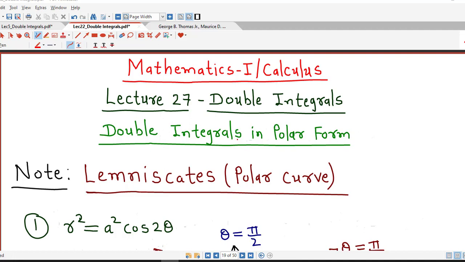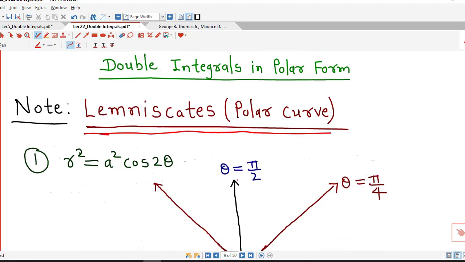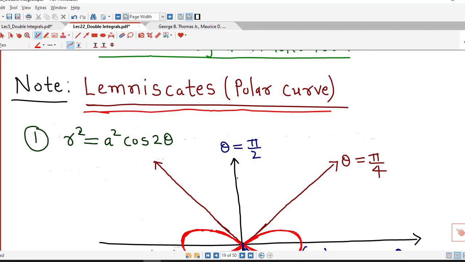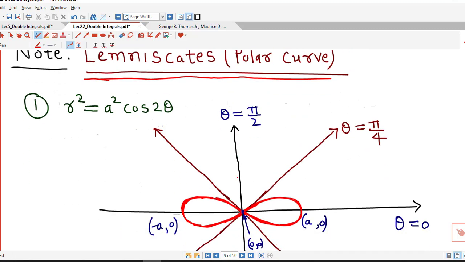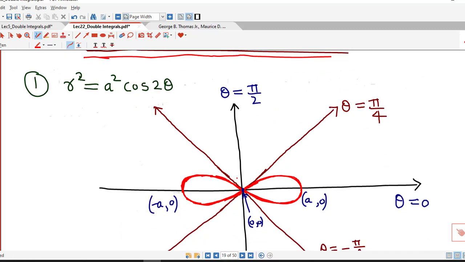Today we will do double integrals in polar form on one special type of curve known as lemniscate. So first we understand what the different graphs of these lemniscates are, depending on different equations. There are four different types of lemniscates. We see them one by one.